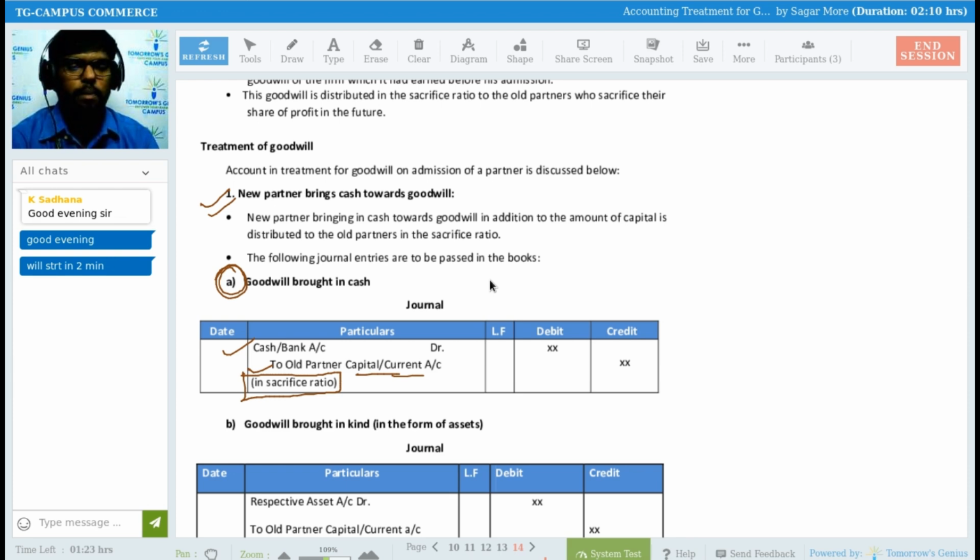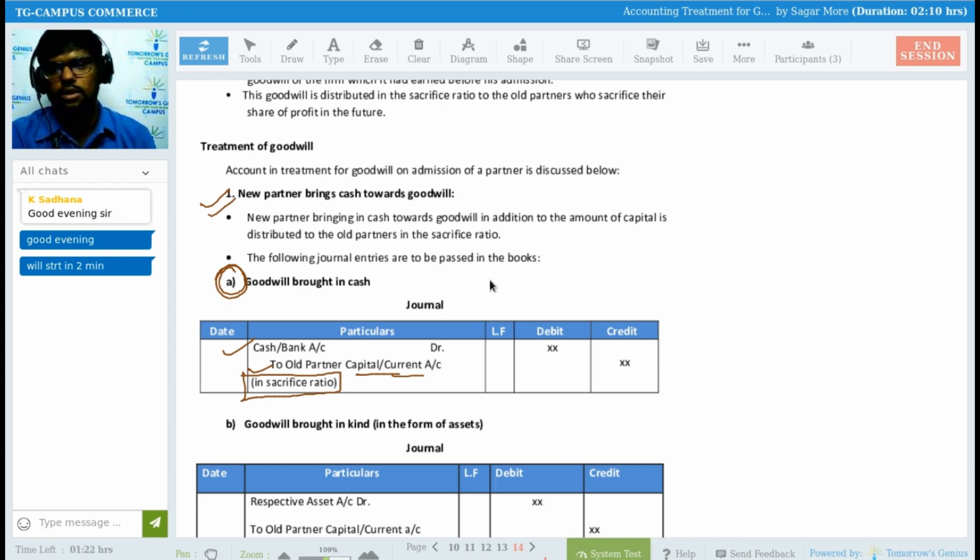See, when a new partner is bringing cash into the business, obviously cash is coming into the business. Will cash increase or decrease? Increase. So cash is an asset, and whenever cash or an asset increases, we have to debit it, right? You might have studied in your 11th standard golden rules of accounting as well as the accounting equation, right?